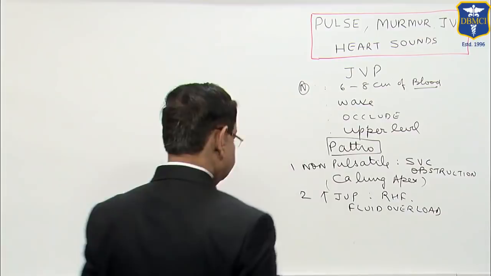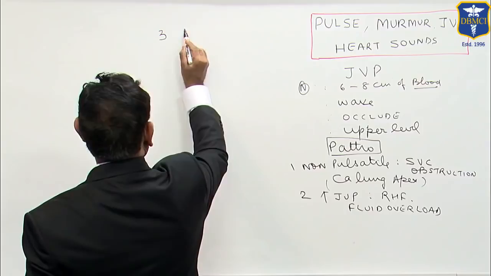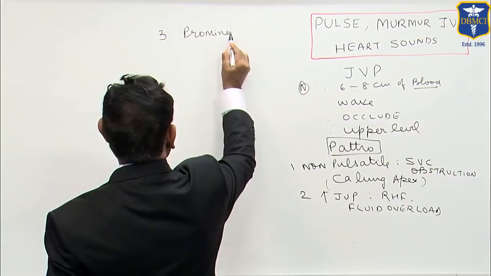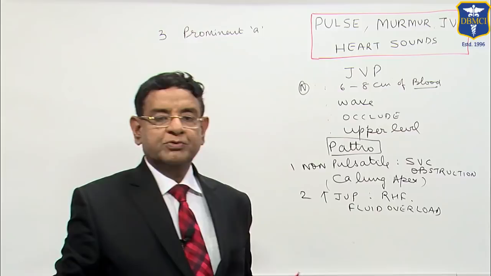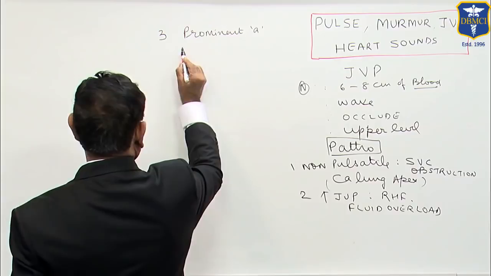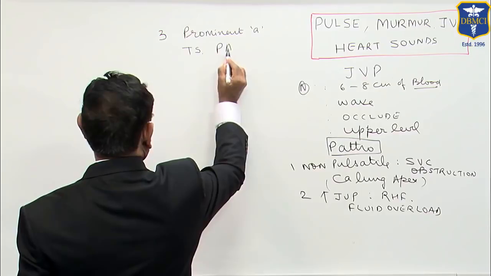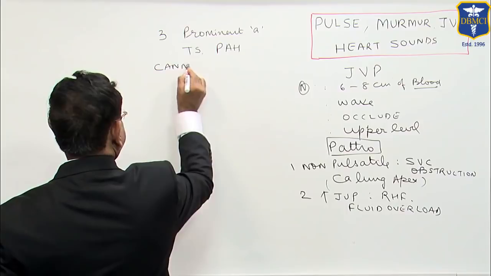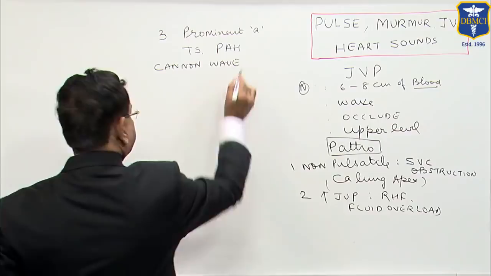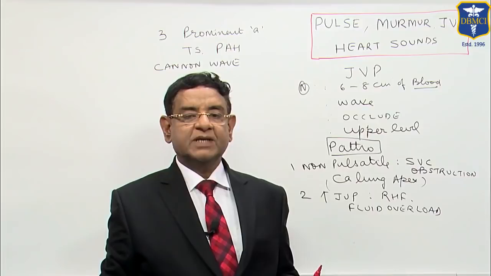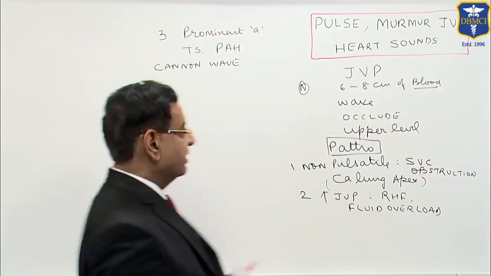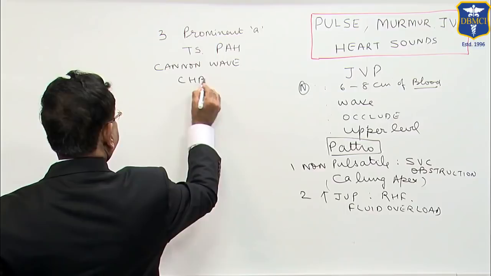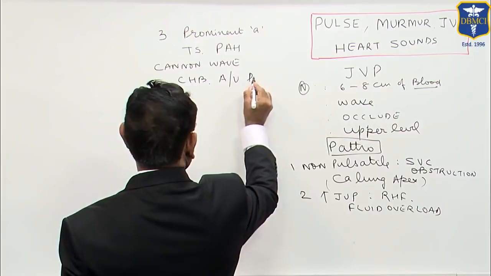Then we talk about A wave, prominent A wave. As you know, A wave is produced due to atrial contraction. Now, prominent A wave is seen in tricuspid stenosis, pulmonary arterial hypertension, but we get cannon waves, which are nothing but when the atria contracts against the closed tricuspid valve, so we get a very, very prominent A wave. This is seen in complete heart block and AV dissociation.